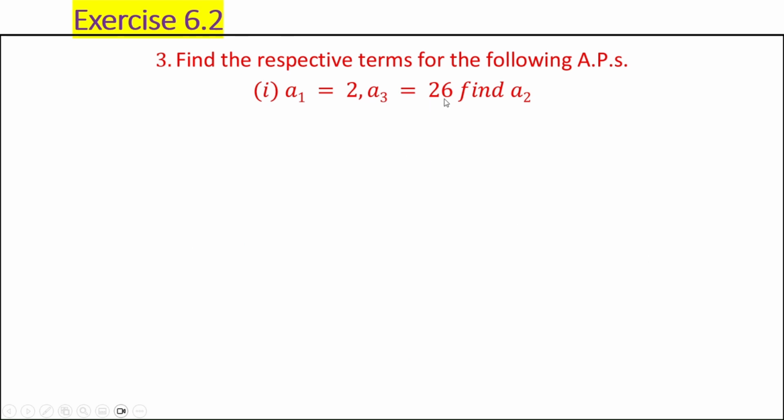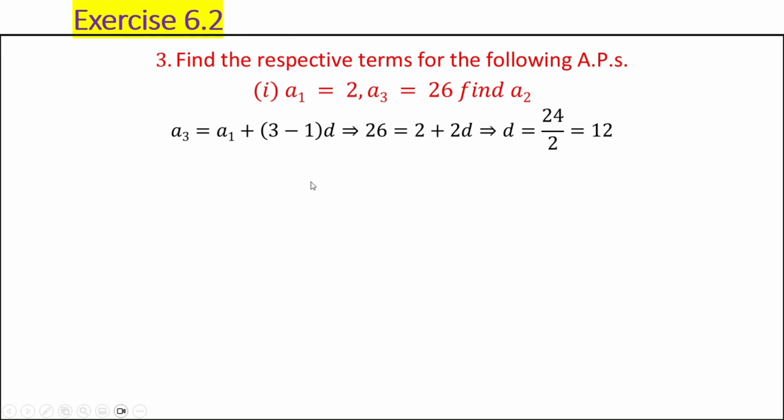A1 is given, A3 is given, find A2. One very easy way to do this is, in an arithmetic progression, the middle term is always the average of the neighboring terms. A2 is the average of A1 and A3, A3 is the average of A2 and A4, like that. So it is easy to find A2 equal to (A1 plus A3) by 2.